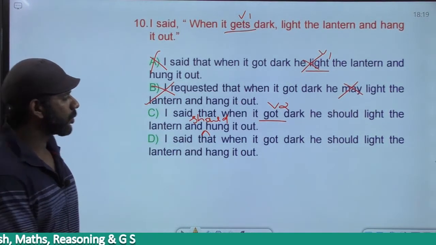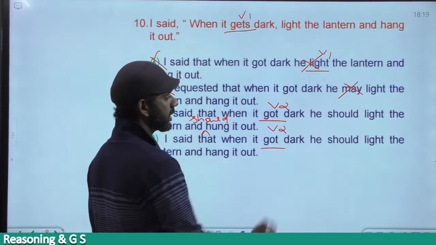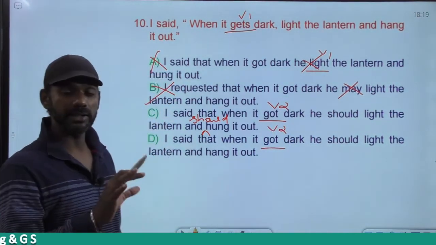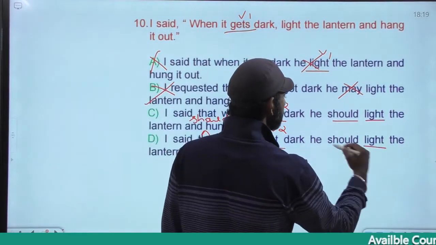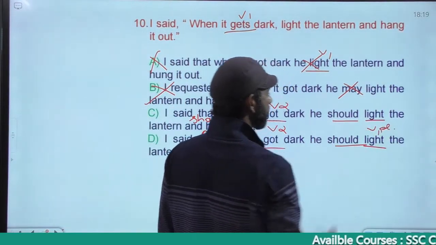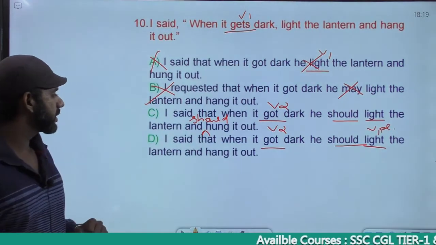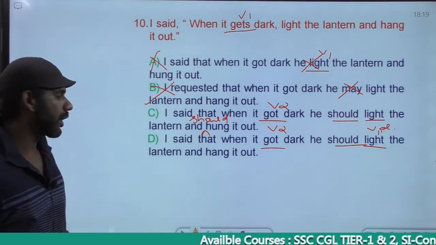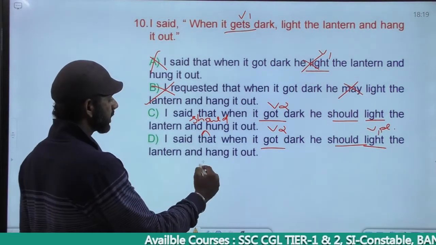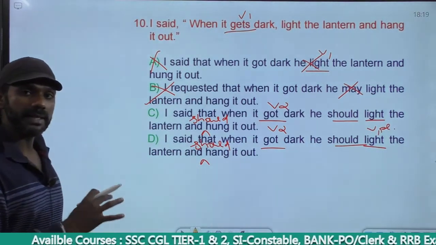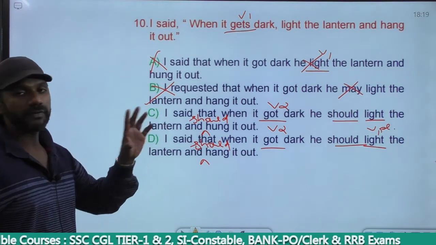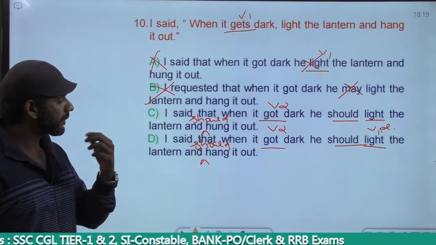I said that when it got dark, he should light the lantern. It's always should plus V1 plural. Should light is should plus V1 plural. That is completely fine. He should light the lantern and hang it out. Hang in the sense it is should hang. The word should is understood here. We are not using again to avoid redundancy. Now we have two options left, C and D. Come to C.